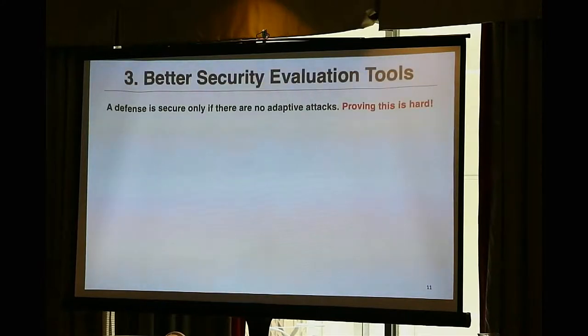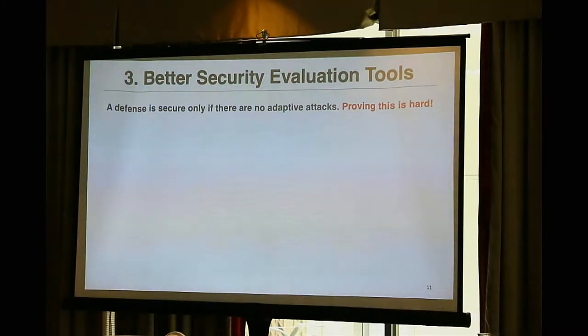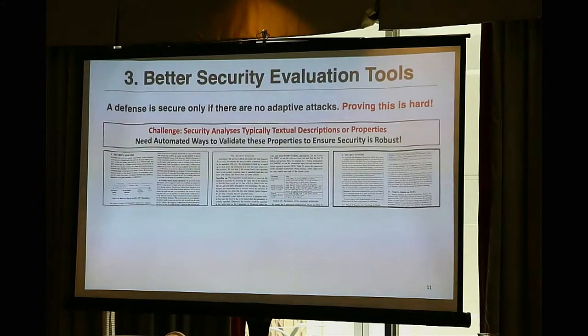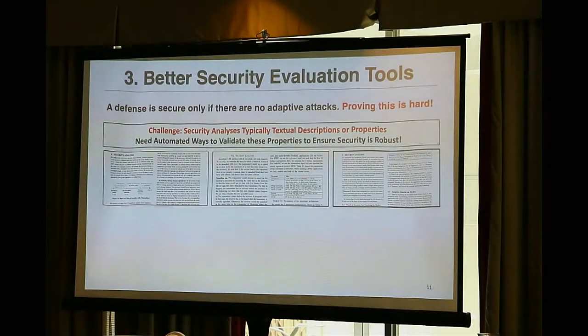And third, a defense is only as secure as long as there are no adaptive attacks, right? Sure, we tested them against existing attack benchmarks, but what if there's a new way that an attack can morph to break the security of the defense? Proving the security against adaptive attacks is extremely hard. Currently, most papers in architecture and security use properties or theorems or textual descriptions of the security against adaptive attacks to justify why these new attacks are not possible. But we need better ways, right? I mean, it's really not practical to be able to show security against all possible attacks with text, right?